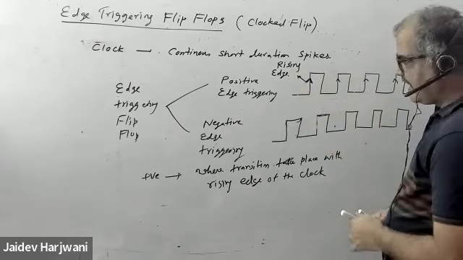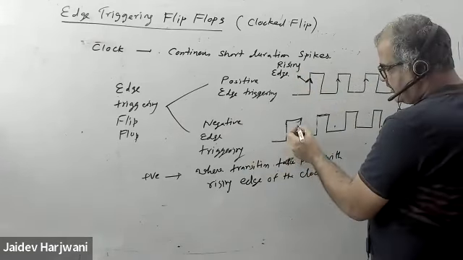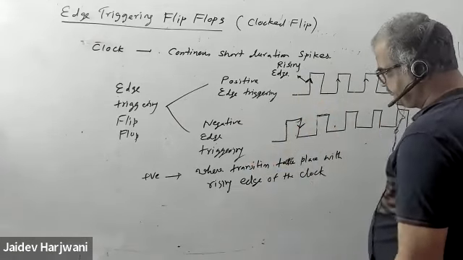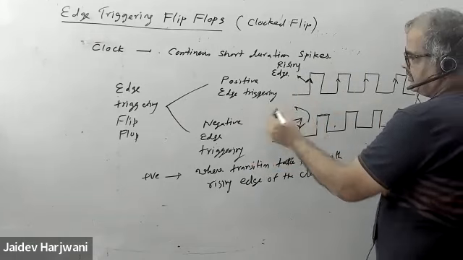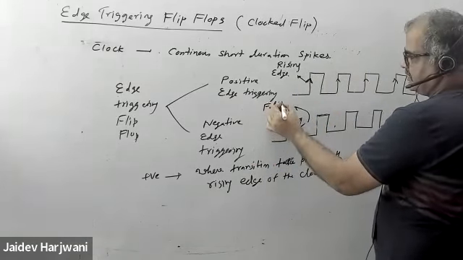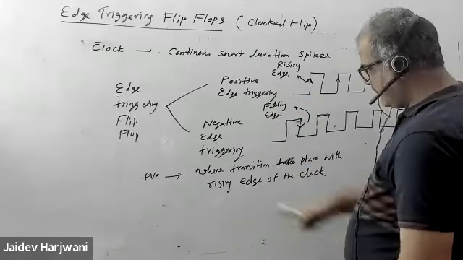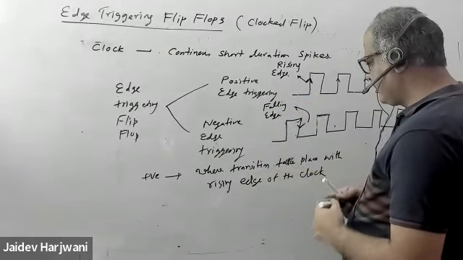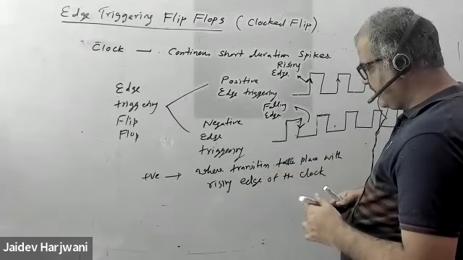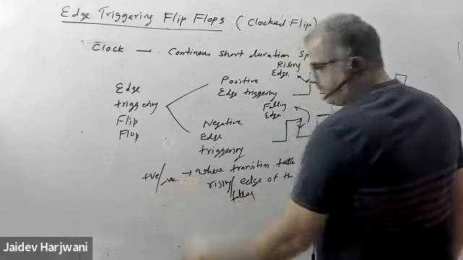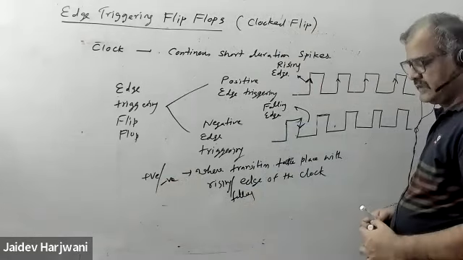Okay, and now negative edge triggering is opposite. Okay, transition takes place at the falling edge of the clock. So this is your falling edge. Okay, so you can write the opposite definition. The transition takes place with the falling edge of the clock. So if you write falling here, this becomes the definition of a negative triggering clock.